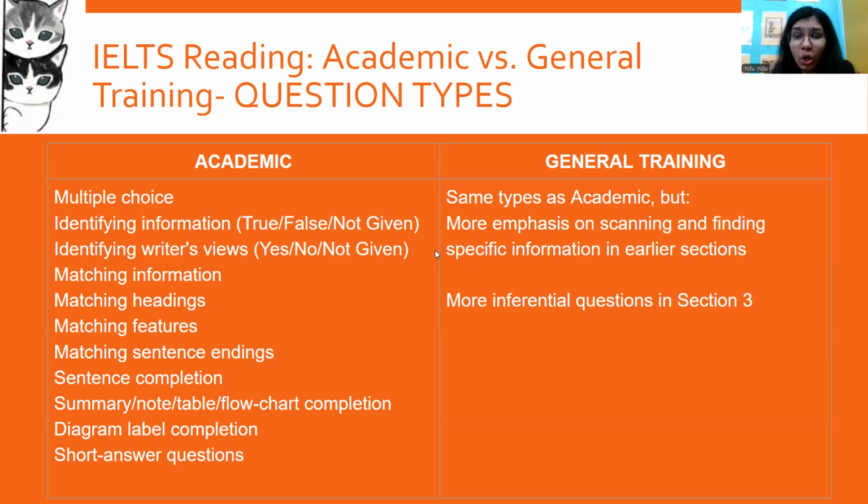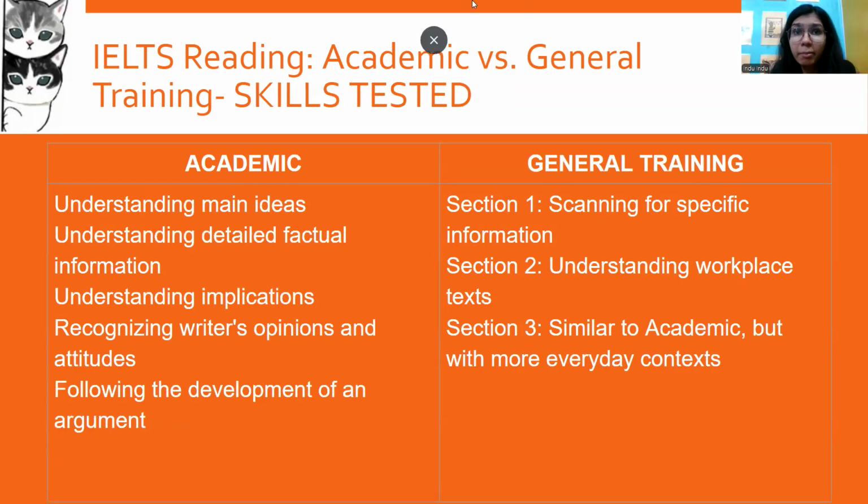Now, let's talk about what they want to assess here, okay? Because that is important. You must know what you're being assessed for. The academic reading test assesses your ability to understand main ideas, detailed information, intricacies, and implications. It tests if you can recognize the writer's opinions and follow the development of an argument. In general training, section 1 focuses on scanning specific information. Section 2 tests your understanding of workplace texts, and section 3 tests similar skills as academic, but in a more everyday context, right? So that must be kept in mind.